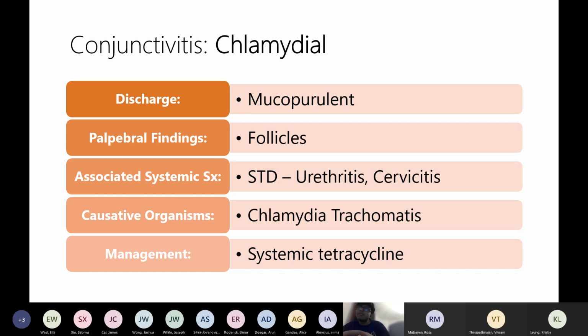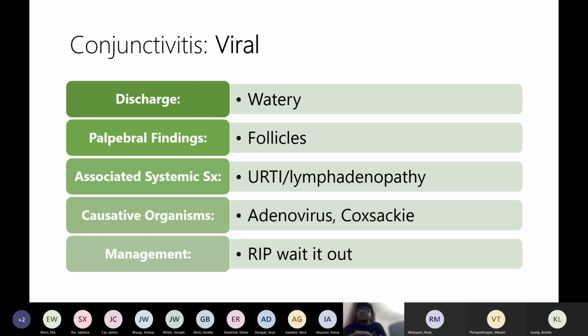And then management of this is slightly different. You give them systemic tetracyclines, unless they're contraindicated. Then I have no idea what you do. I never learned the second line for this. Fine. Viral. What kind of discharge? Viral is the most common cause of conjunctivitis.